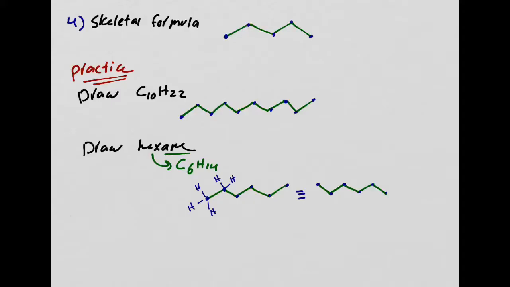This carbon has 2 bonds. It needs 2 more, so I need 2 more hydrogen. The same here, it has 2 bonds. It needs 2 more hydrogen. The same over here, it has 1, 2 bonds. It needs 2 more to be 4. So 2 hydrogen because I need 4.